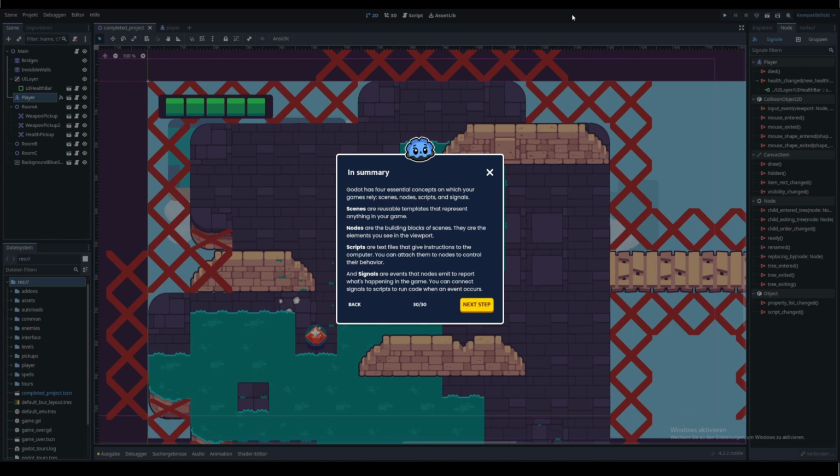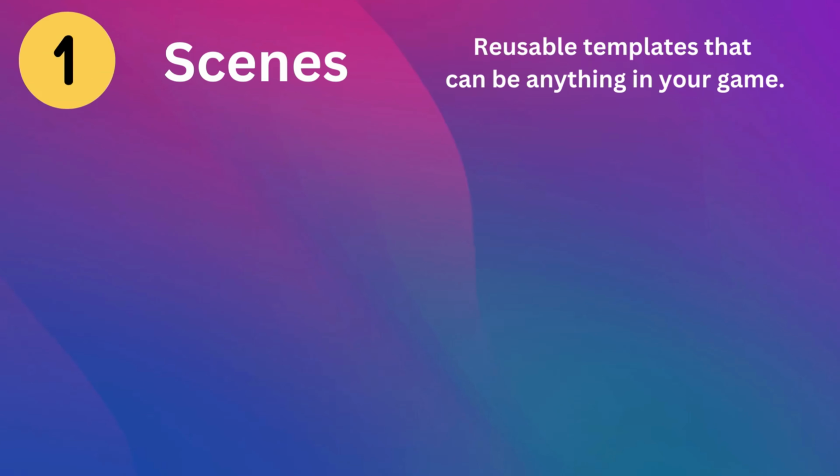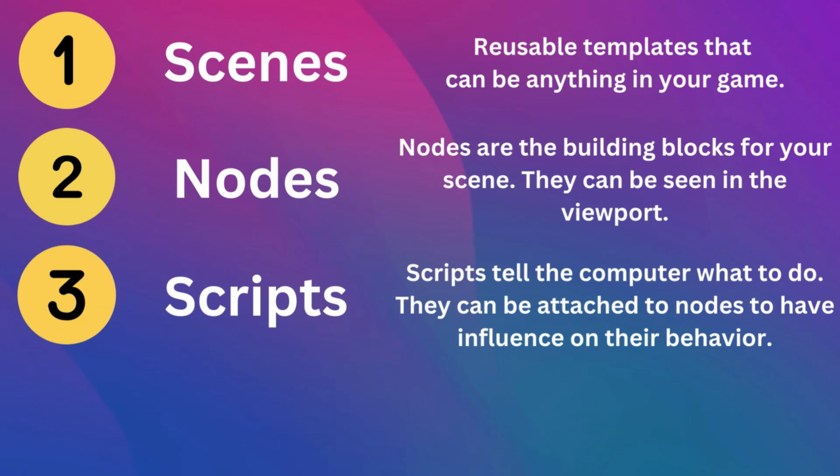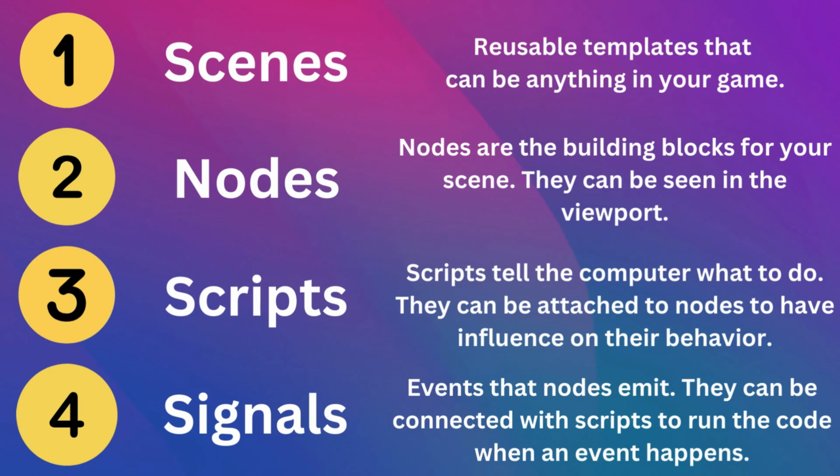So let's summarize the 4 pillars on which your games rely in Godot. Scenes, reusable templates that can be anything in your game. Nodes. Nodes are the building blocks for your scene. They can be seen in the viewport. Scripts. These tell the computer what to do. They can be attached to nodes to have influence on their behavior. Signals. Events that nodes emit. They can be connected with the scripts to run the code when an event happens.